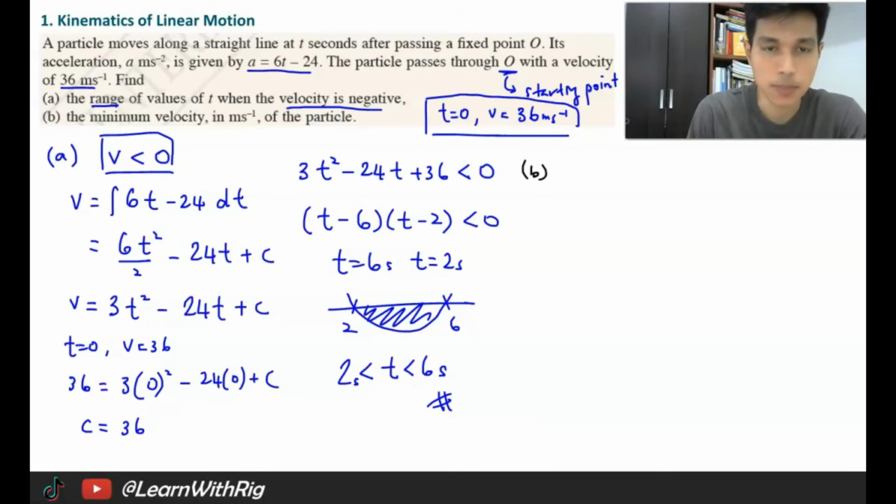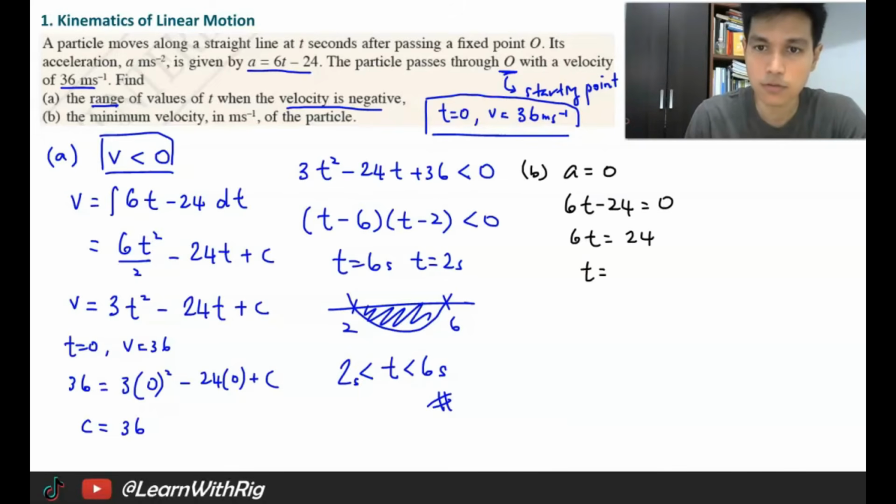Minimum velocity is the same as the previous question. Minimum velocity means a equals 0. So substitute 6t minus 24 equals 0. 6t equals 24, t equals 4. Okay, 4 seconds.